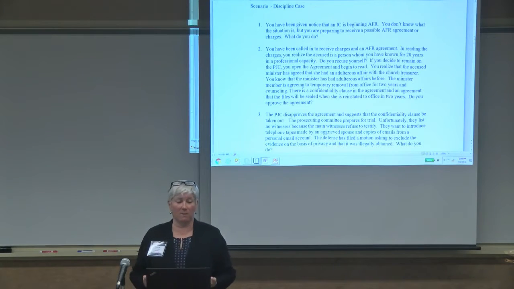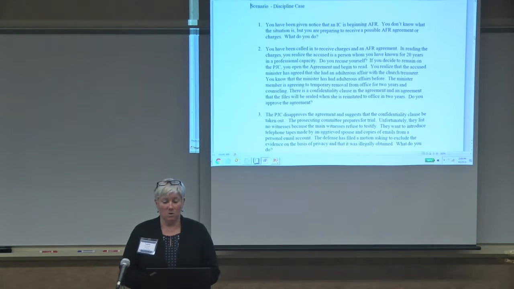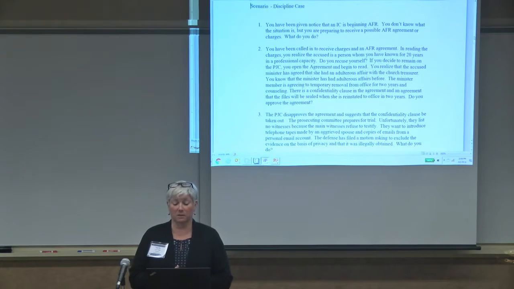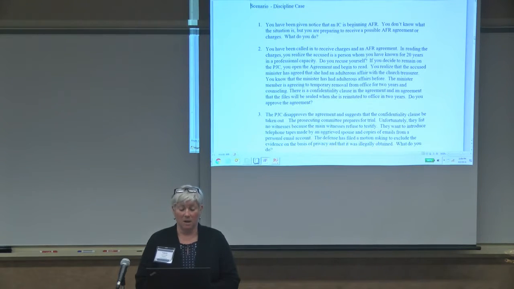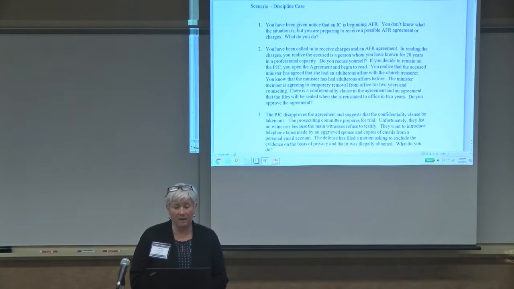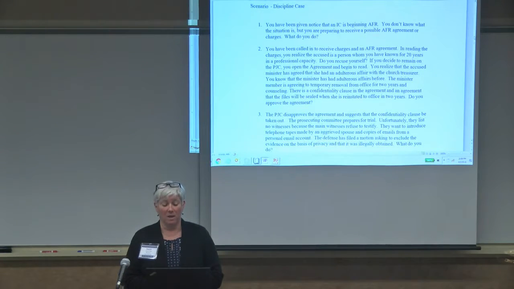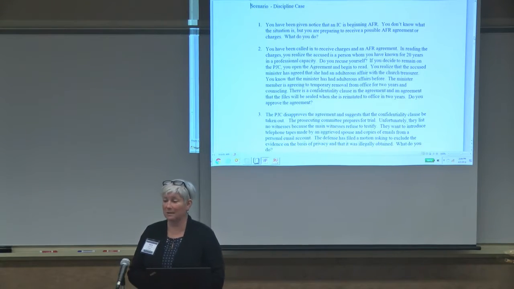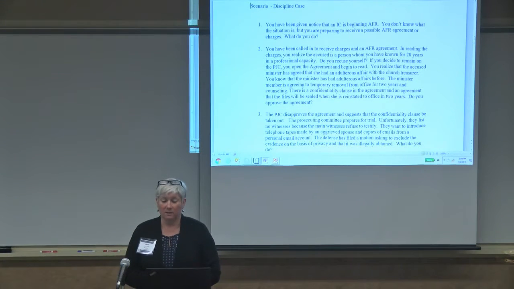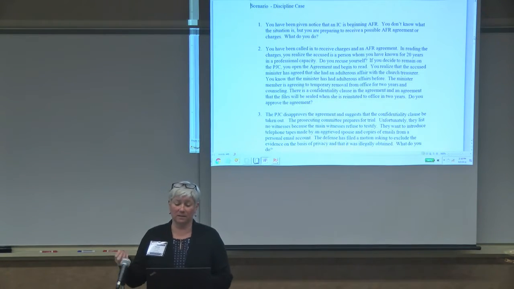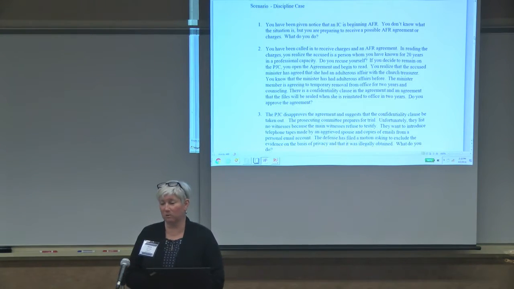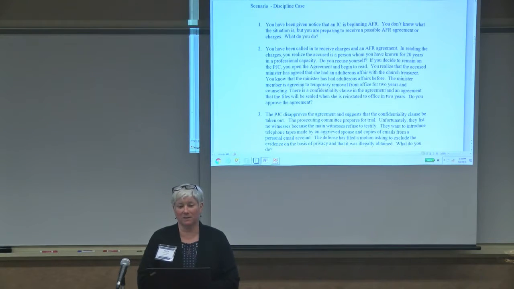So you open the agreement and you begin to read. You realize the accused minister has agreed that she was in an adulterous affair with the church treasurer. You know that the minister has had adulterous affairs before. The minister is agreeing to temporary removal from office for 2 years and counseling. There is a confidentiality clause in the agreement and an agreement that the files will be sealed when she is reinstated to office in 2 years. Do you approve the agreement?